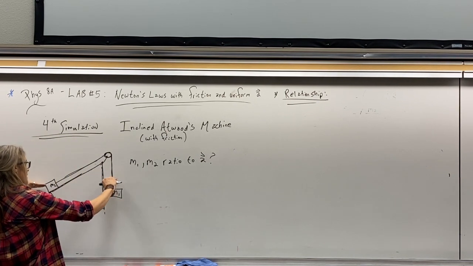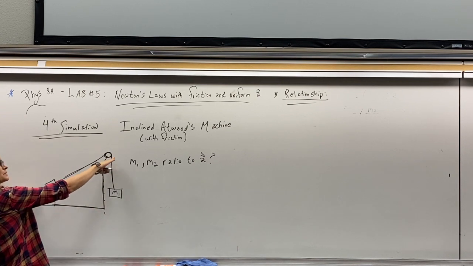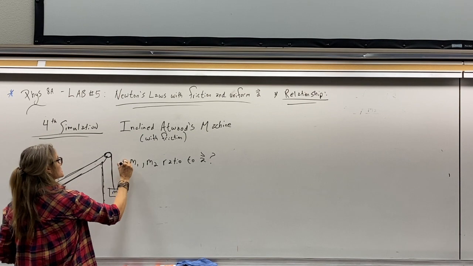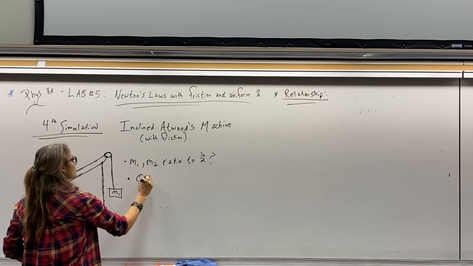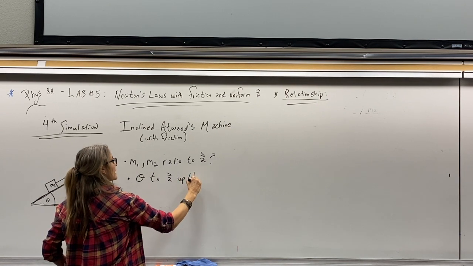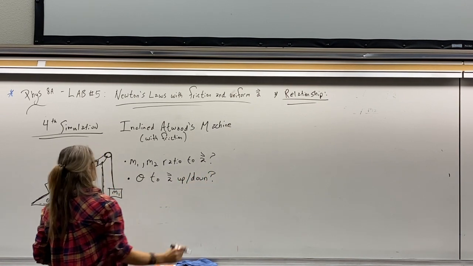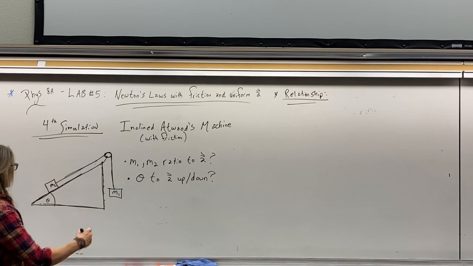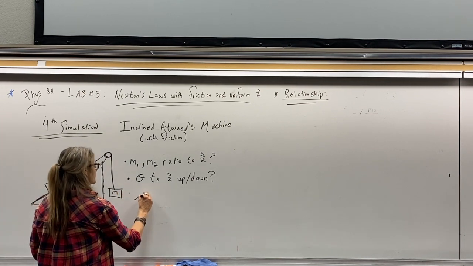Maybe M2's ratio with M1 is such that it actually goes down instead, right? What's the balance here? And how is this the angle to accelerate up or down as well? So what happens to our angle? What angle do we need to actually get it to accelerate down this way or up the incline? So there's a few things that we want to consider and think about. And how does friction play a role?